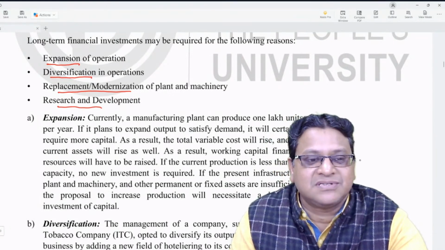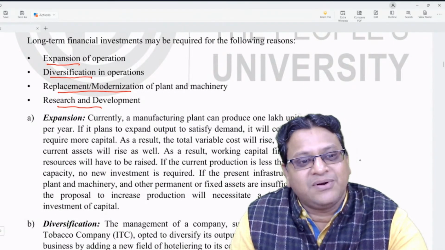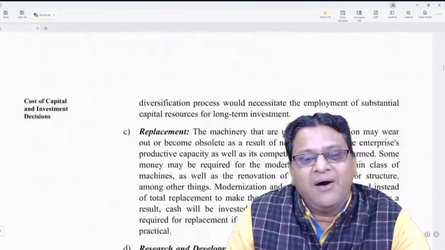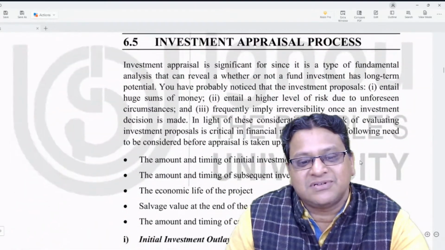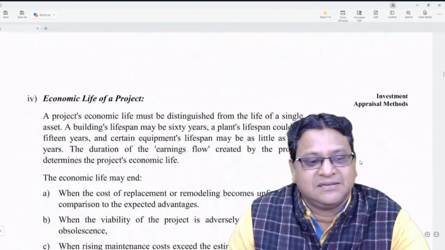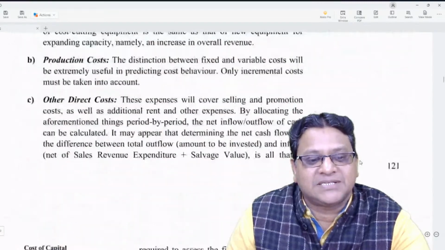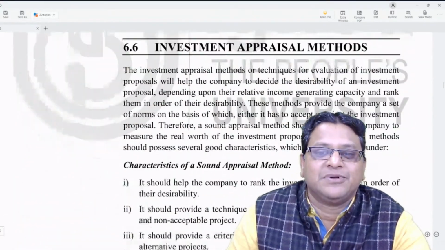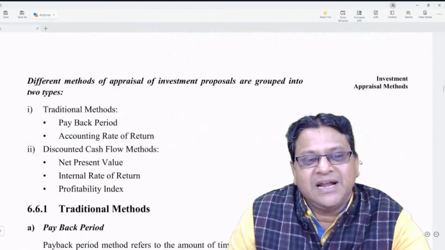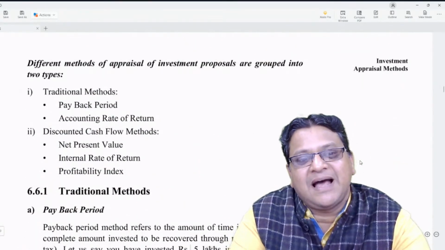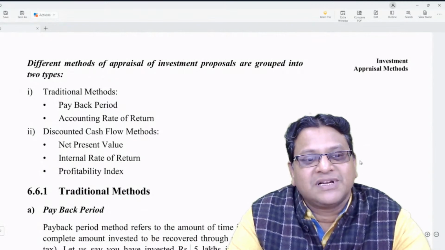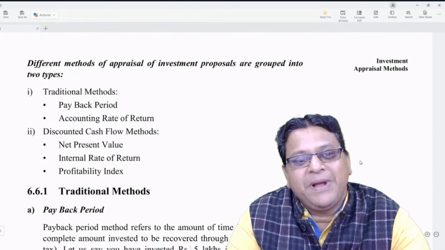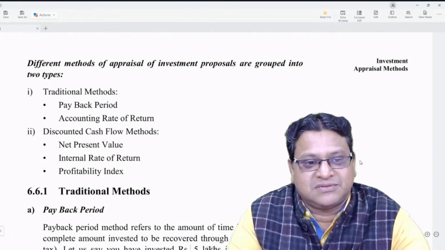This type of decisions are included under capital budgeting decisions. Next, how these capital budgeting decisions are appraised. What are the techniques used in appraisal of capital budgeting decisions? Generally, the financial appraisal of capital budgeting decisions are made by using two types of methods.